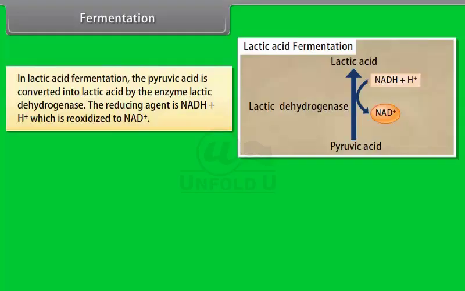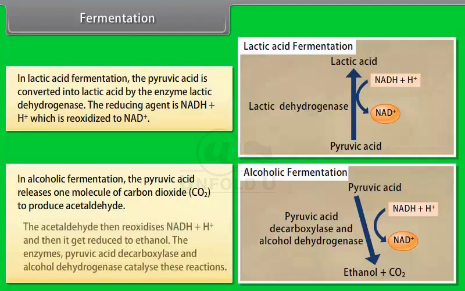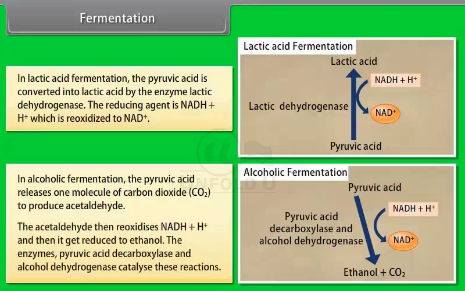The reducing agent is NADH plus H plus, which is reoxidized to NAD+. In alcoholic fermentation, the pyruvic acid releases one molecule of carbon dioxide to produce acetaldehyde. The acetaldehyde then reoxidizes NADH plus H plus and then it gets reduced to ethanol. The enzymes pyruvic acid decarboxylase and alcohol dehydrogenase catalyze these reactions.